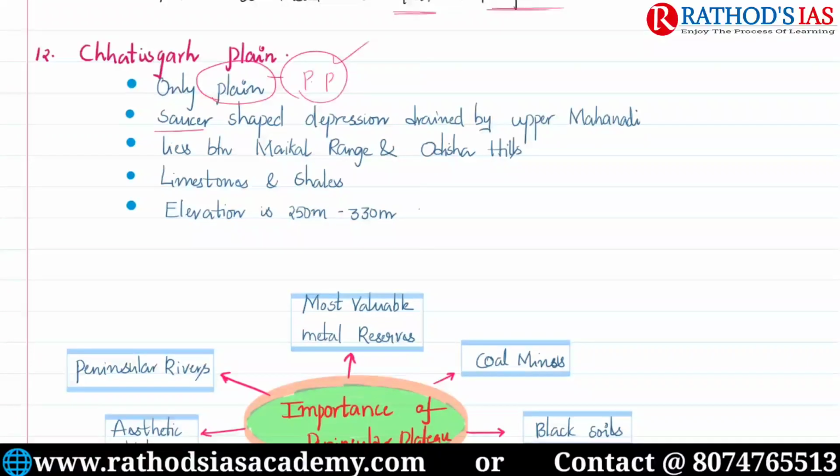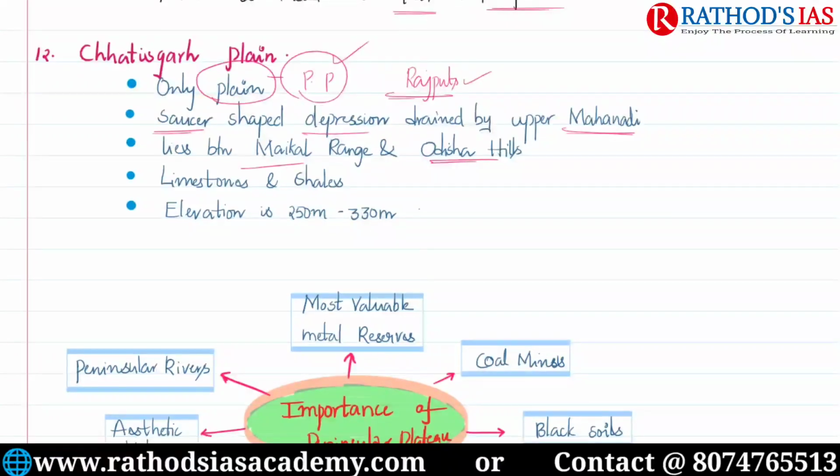And actually this Chhattisgarh Plain, which is a saucer-shaped depression, is mainly drained by the upper Mahanadi. The whole basin mainly lies between the Maikal range and the Odisha hills, and the region was once ruled by Rajputs. So this is also very important. This region was once ruled by Rajputs.